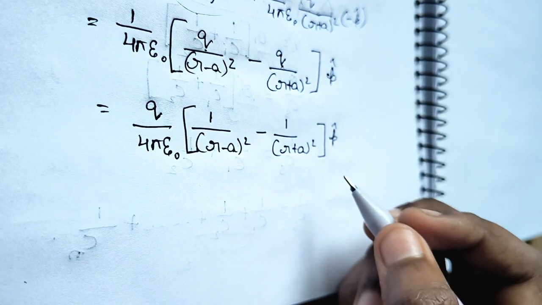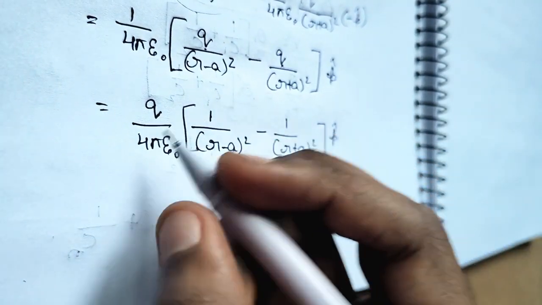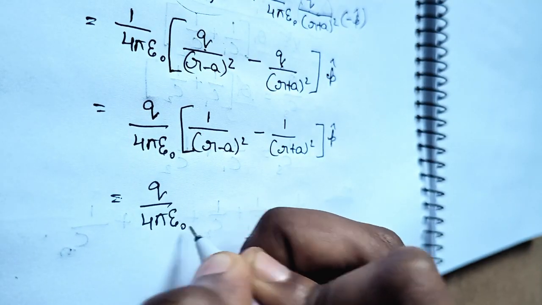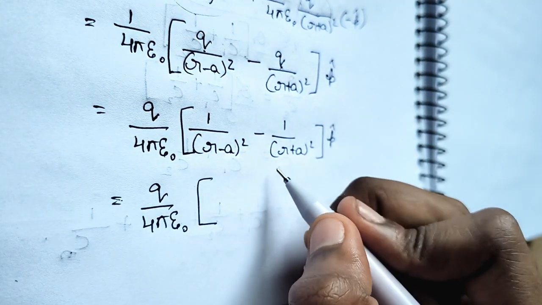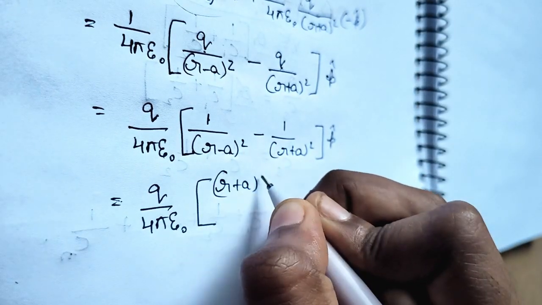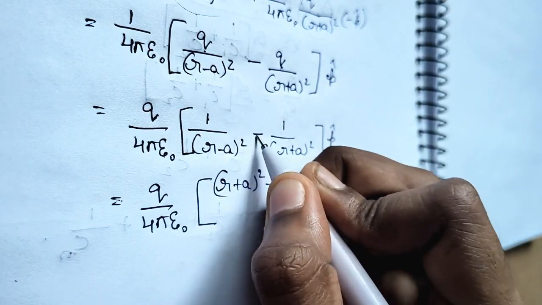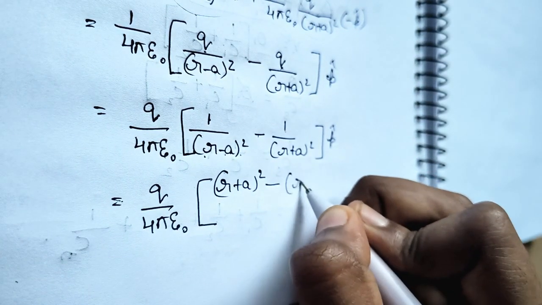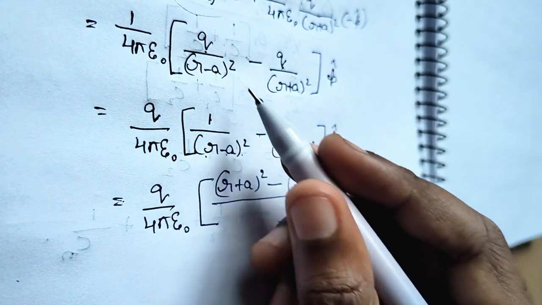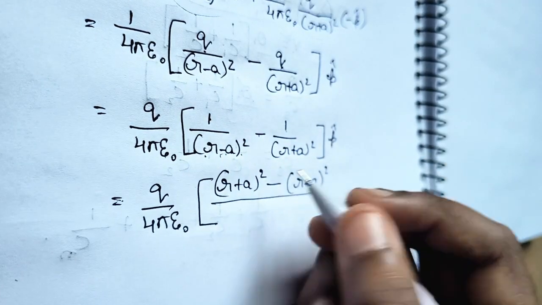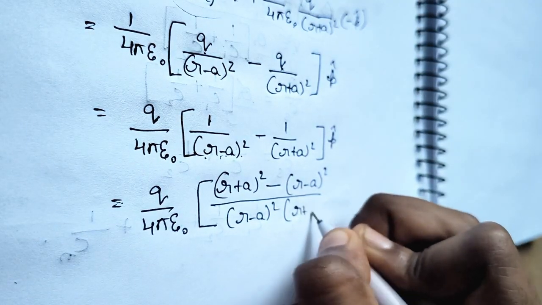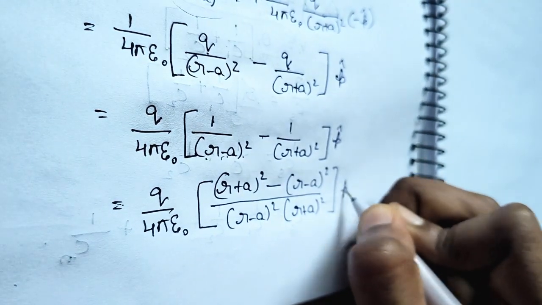Next we can cross multiply this equation. So the equation becomes q by 4 pi epsilon naught into r plus a whole square into 1, minus r minus a whole square into 1, divided by, in the numerator, the product. So I'll write it as it is, r minus a whole square into r plus a whole square, into p cap.